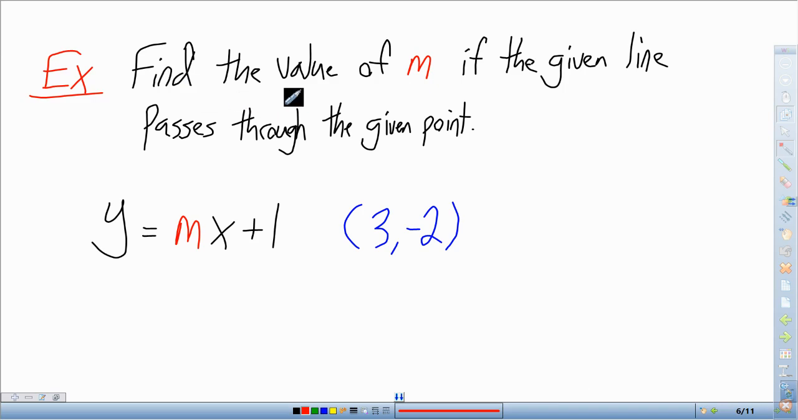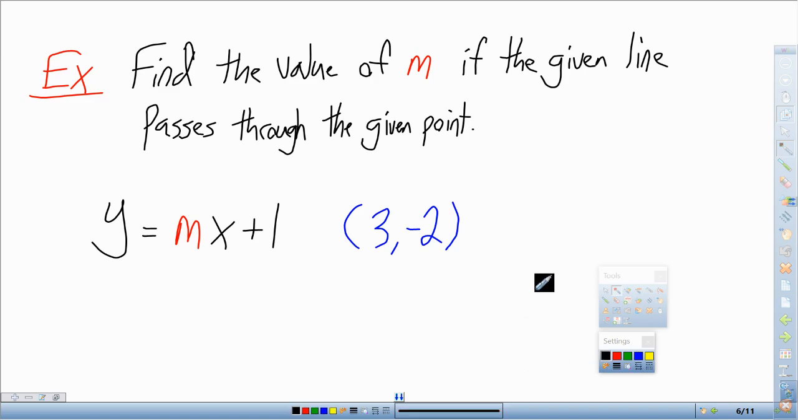Okay, so this is saying find the value of m if the given line passes through the given point. Okay, so kind of interesting. They're asking us to find the slope of the line. Okay, and what they're giving us, if we take a look here, is our y-intercept. Okay, it's positive 1. And they're telling us that our line goes through this point, 3, negative 2.